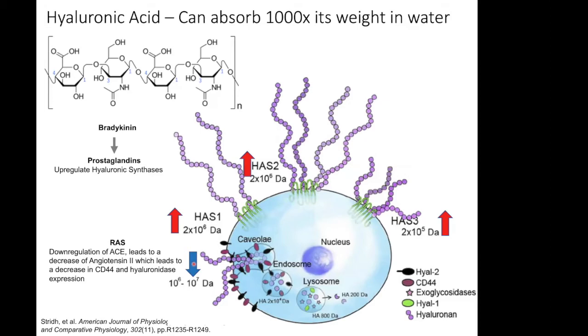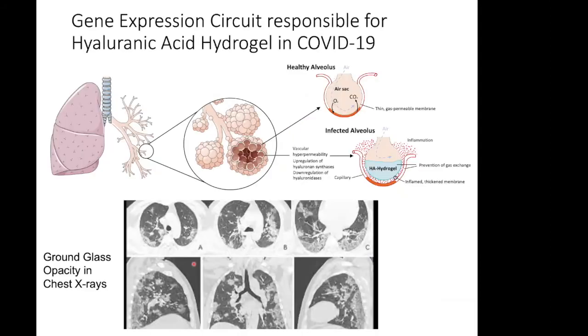So in this instance where you're leaking fluid into your lungs and you're overproducing hyaluronic acid, you would expect to see a buildup of hydrogel. And in the autopsy reports, that's exactly what we see. The lungs of COVID-19 patients weigh twice as much as a normal healthy lung. And the pathologists talk about it feeling like a water balloon full of jello.